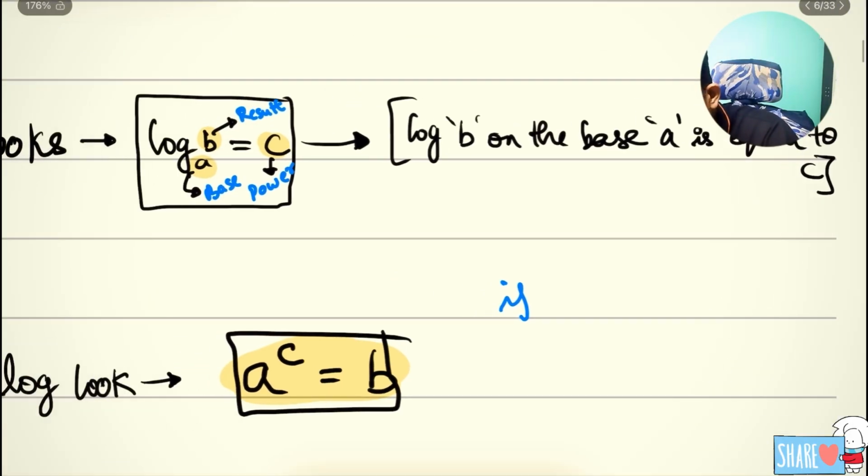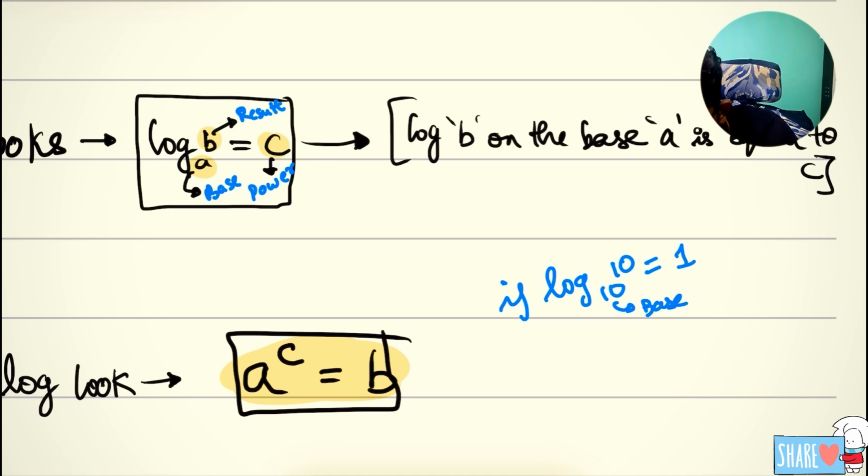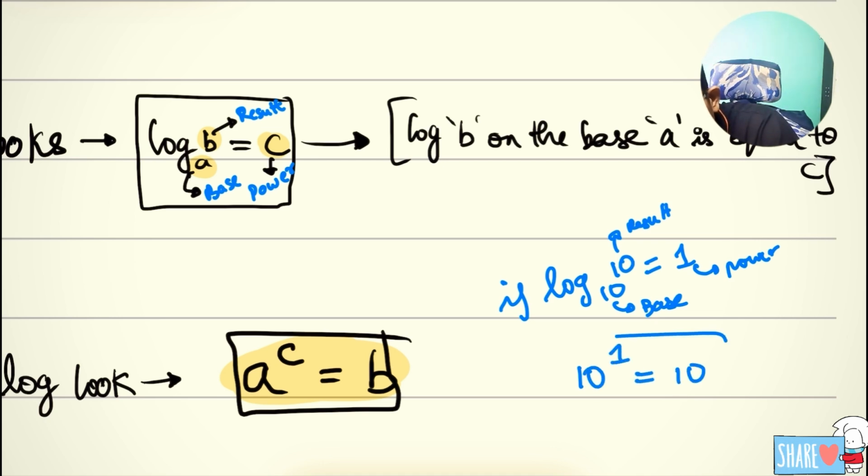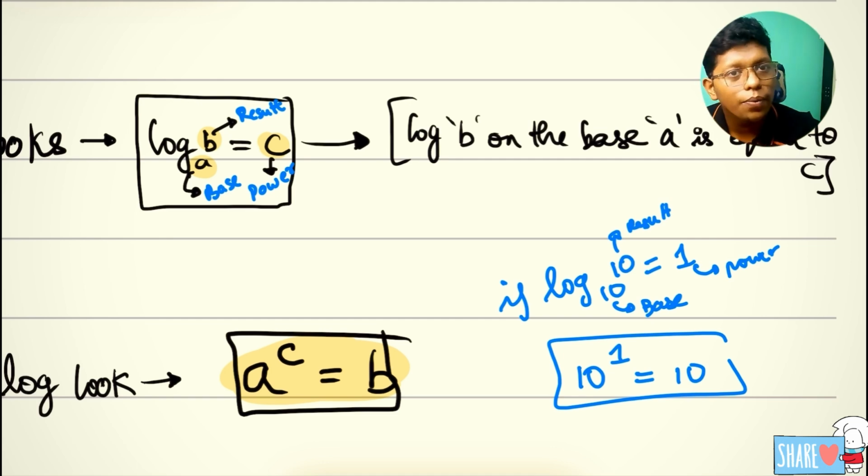If I take log 10 to the base 10 is equal to 1, how did we get 1? Now you are going to know. As I said, it is base, result, and this is the power, right? So I am going to convert into anti-log now. That is 10 here, the power should come up, and finally you will get the result. What is this? 10 to the power 1 is 10 only, that's all.